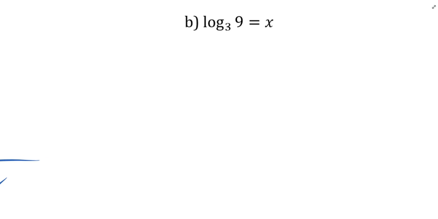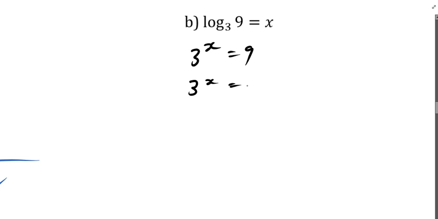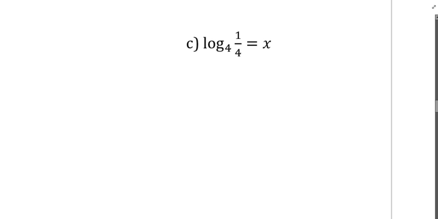Today is really about rewriting logs and starting to think about what they are and what they do, but we're not really solving with logs yet. But we're thinking about the relationship they have with powers, and we're going to do a little bit of graphing. So 3 to the x equals 3 squared, therefore x equals 2. And some nice review of some different properties of powers that we haven't seen a lot of in this course.